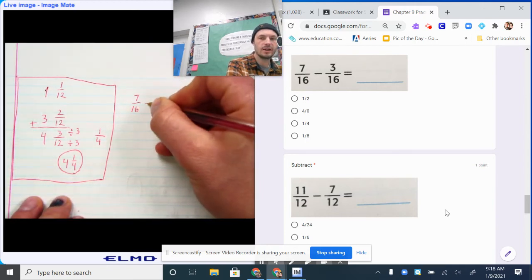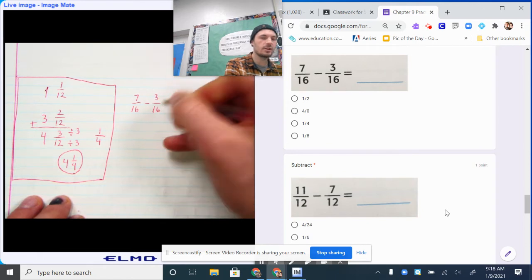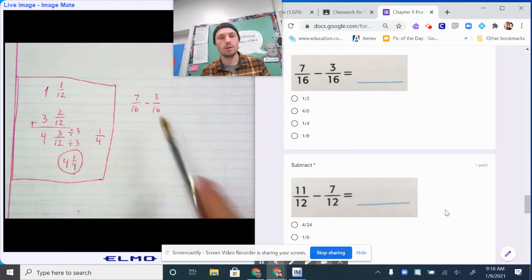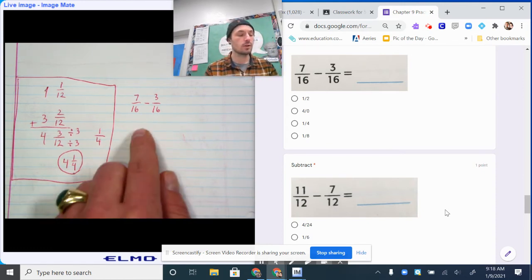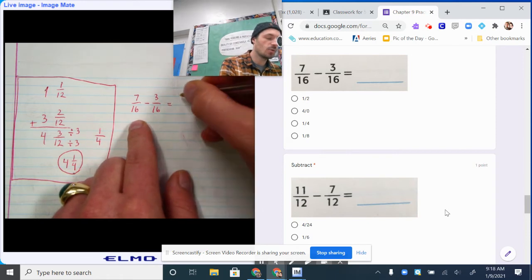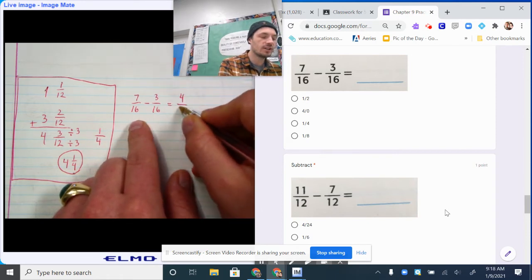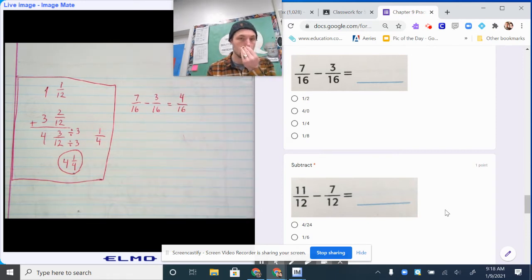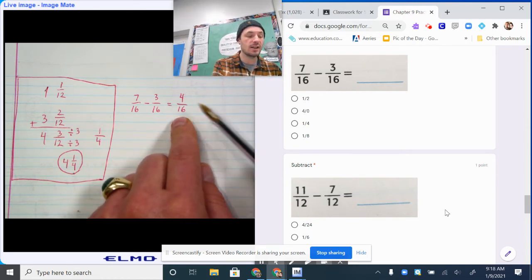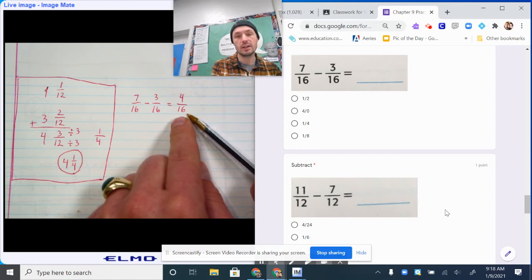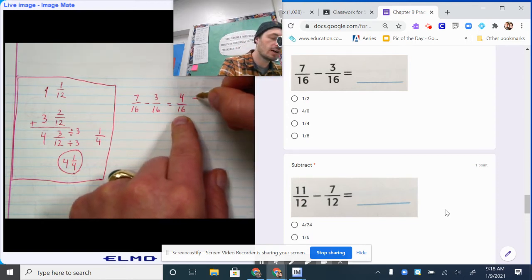7/16 minus 3/16. Notice I didn't stack it because I already have like fractions. But if you wanted to stack it, you could just stack them all the time because that'll always work. 7 minus 3 is 4, and my denominator 16 stays the same. And 4/16 I know can be simplified because I know 4 can fit evenly into 16 since 4 times 4 is 16. So I'm going to divide my numerator and my denominator by 4.